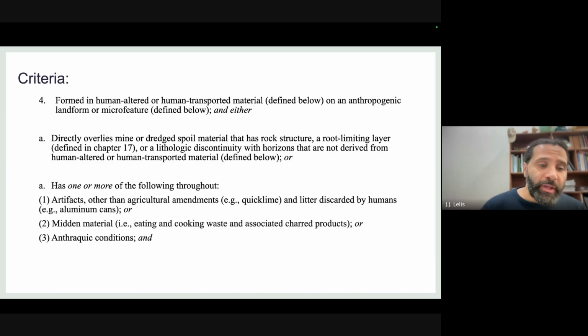Okay. So it should be formed by human-altered or human-transported material. Yes, of course, we are talking about an anthropic pattern. Okay. And anthropic landform or microfeature. So that material which composes the soil should be something that was transported or modified by humans. And also in some cases, I can see some anthropogenic landform. It's quite common in South America.